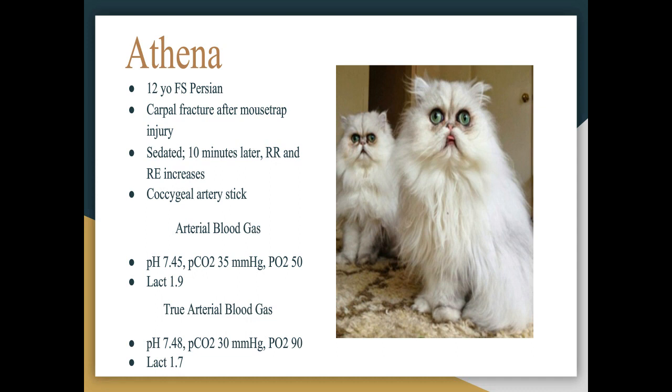The lactate is 1.7. As you can see, these findings are consistent with the first sample being a venous sample and the second sample being an arterial sample, as the lactate is lower on the arterial sample, the PO2 is significantly higher on the arterial sample, and the PCO2 is higher on the venous sample. Because the CO2 is higher on the venous sample, the pH is also slightly lower on the venous sample.